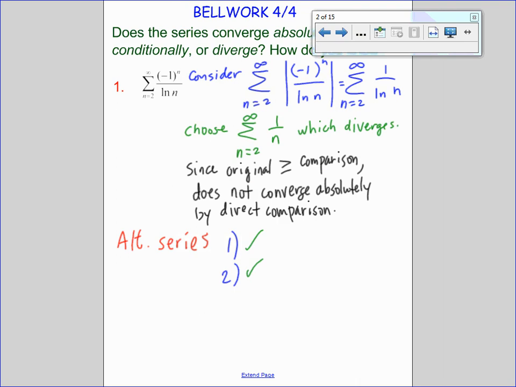And lastly, does the nth term approach 0 in the limit? Yes, the nth term shrinks to 0 as n goes to infinity. Therefore, all three requirements for the alternating series test are confirmed. Therefore, the series converges. But because it does not converge absolutely, we say it converges conditionally.